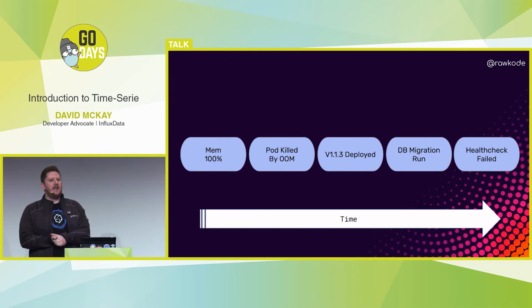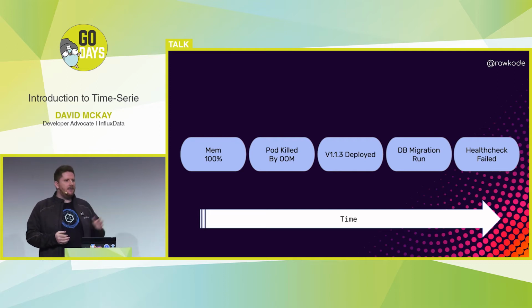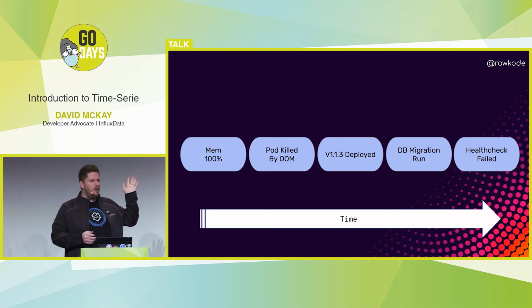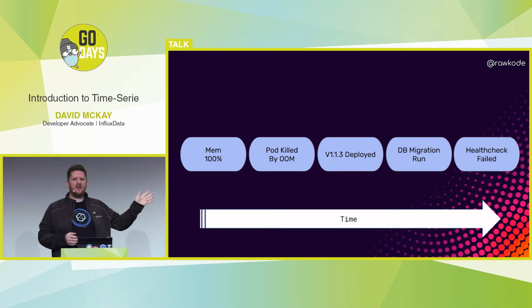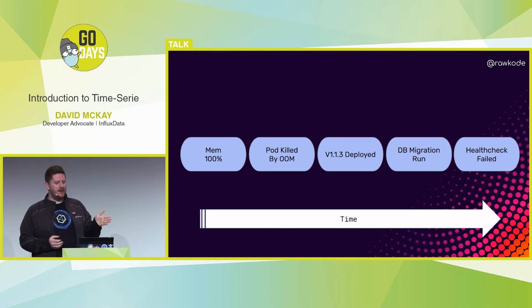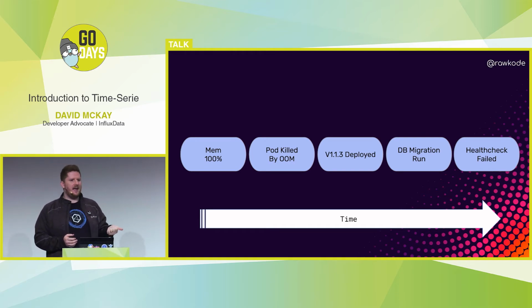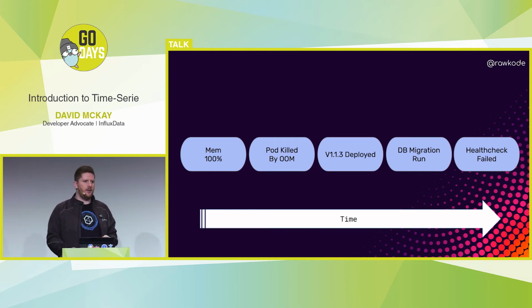Now, those events don't make much sense when I show them to you in that position. But if we apply the dimension of time, we actually start to understand what's going on with these events. We know that the memory consumption hit 100%. The pod got killed. We were using the latest tag, so we automatically got a deployment which we didn't want. That triggered a database migration to run. Now our health check is failing, and we're stuck in a crash loop back off. So this dimension of time is how we actually build understanding and knowledge of what is going on inside of our infrastructure.